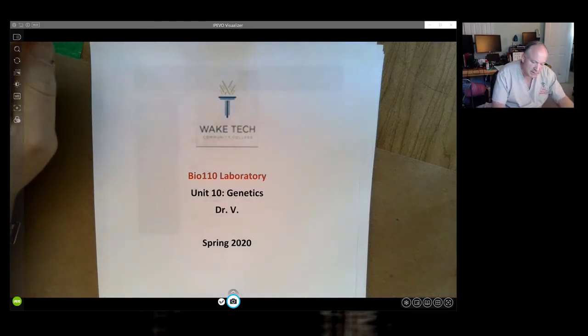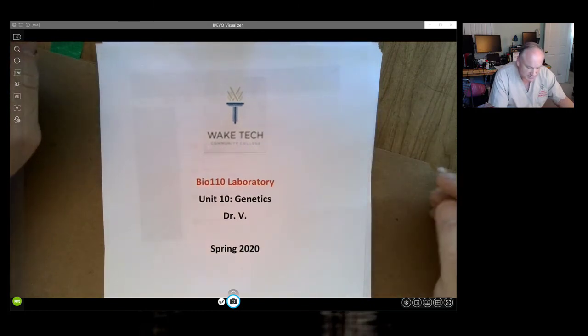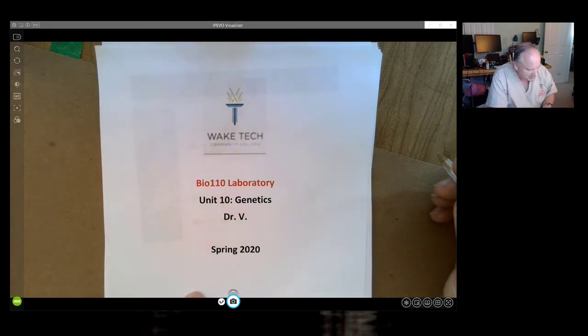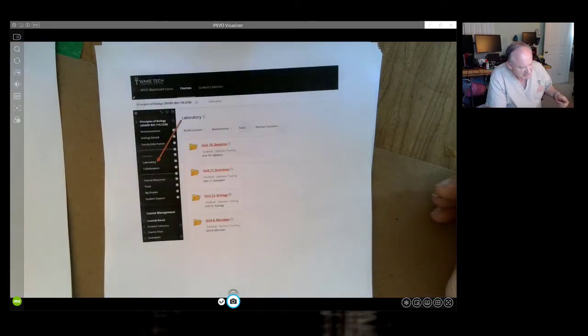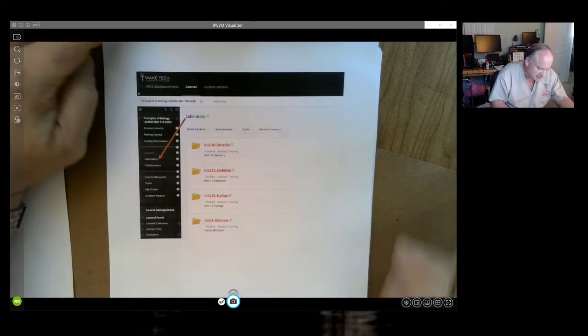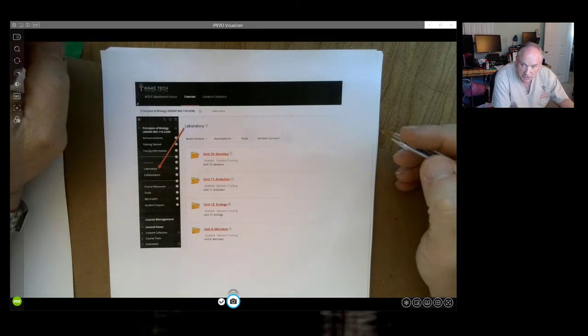Alright, let's go into our laboratory for Unit 10, titled Genetics. This is a pretty straightforward group. I had to rewrite this. That's why it took me a little bit longer to get this. I'm doing the transition, and I'm hoping that it'll make the experience a little bit more enjoyable.